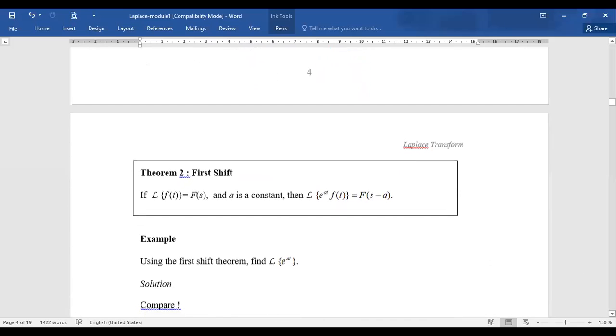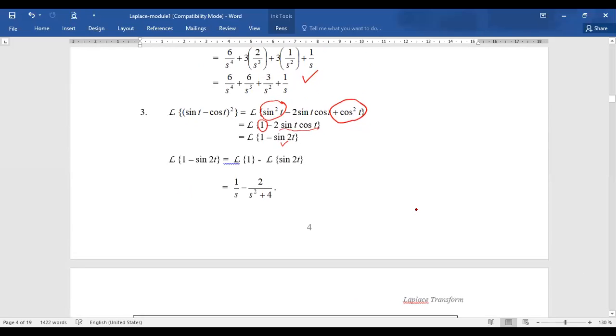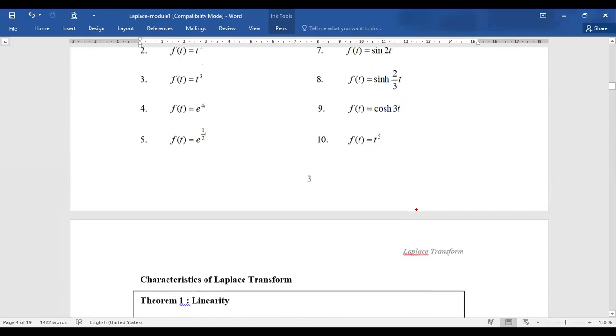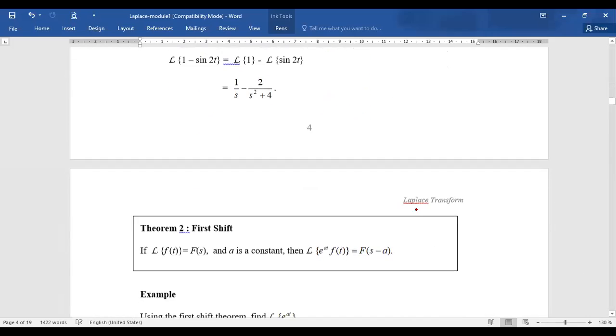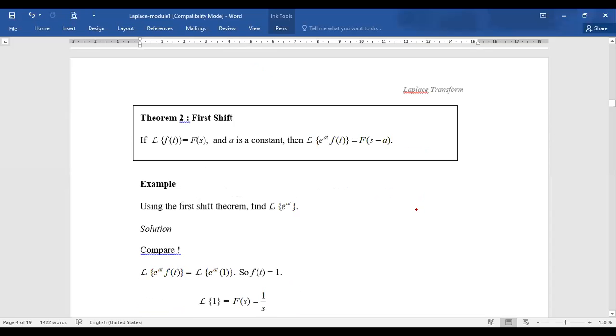Okay, another operation yang Laplace, okay, itu dah lah tadi, linearity, digunakan konsep linearity theorem. Another one is first shift. Okay, first shift.